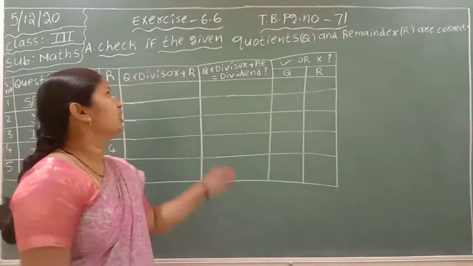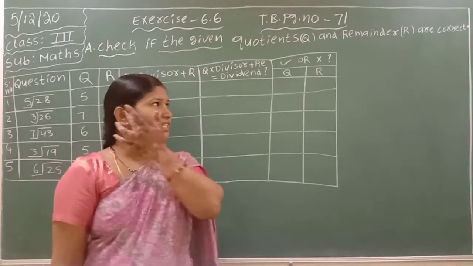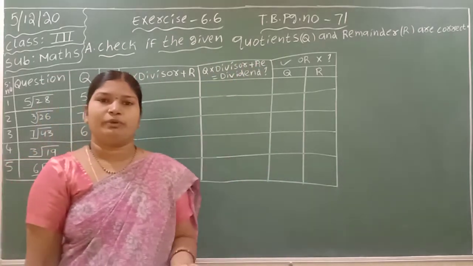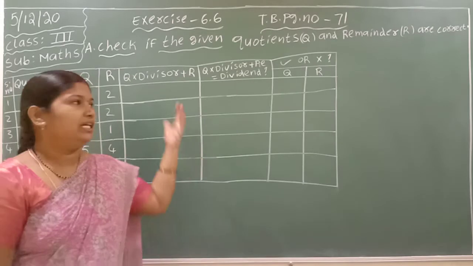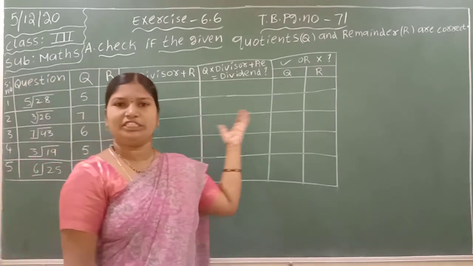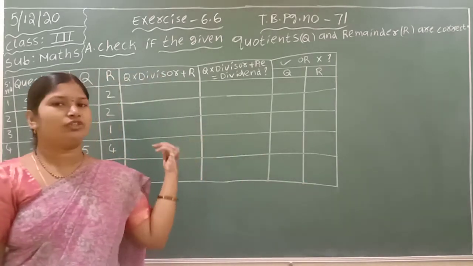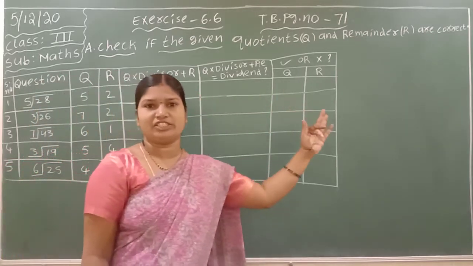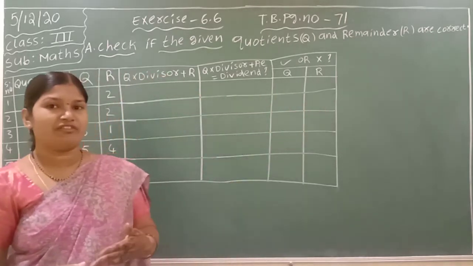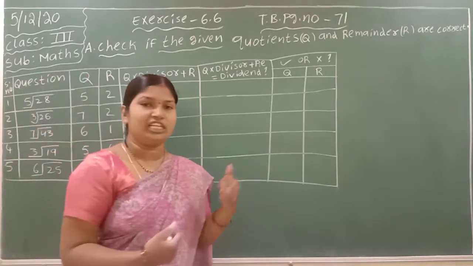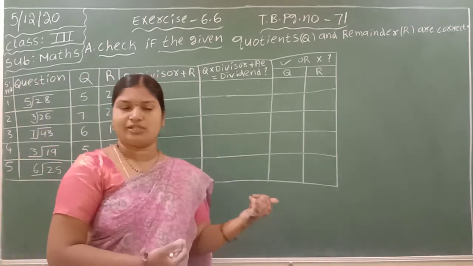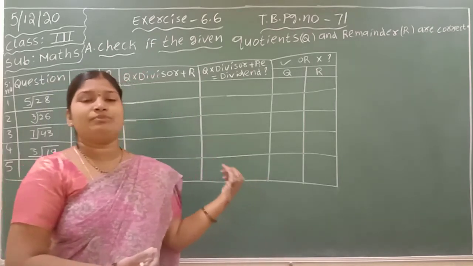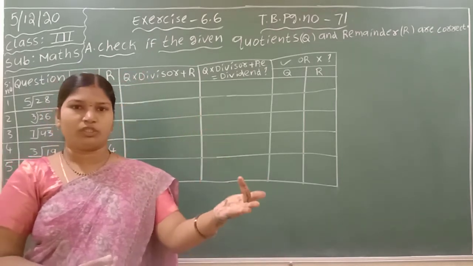Today we are discussing exercise 6.6, that is textbook page number 71. After that you have to open your textbook and check it. This way you have to finish in the textbook as well as in your math notebook. Why? Because if we simply finish in the textbook, then at revision time we get confused about how we got the answer. So when I am doing problems on the board, you have to do those problems in your math notebook. Okay.